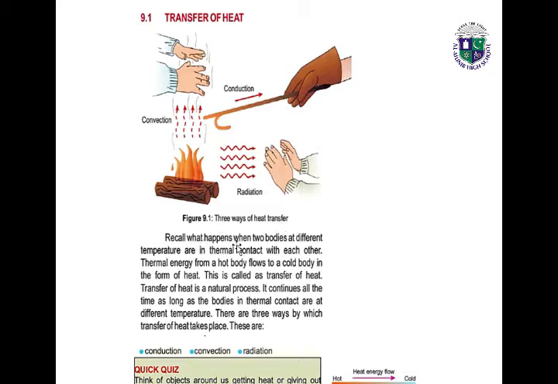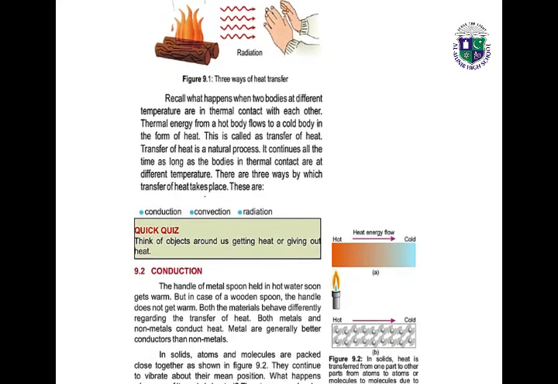Recall what happens when two bodies at different temperature are in thermal contact. As I told you in your previous unit, thermal energy from a hot body flows to a cold body in the form of heat, and this is called the transfer of heat. Transfer of heat is a natural process. It continues all the time as long as the bodies in thermal contact are at different temperature. So there are three ways by which transfer of heat takes place. First one is the conduction.